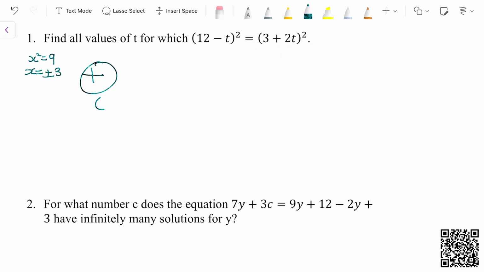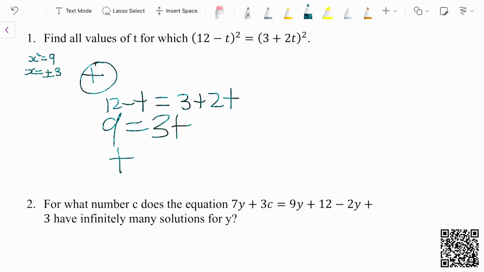then it would look like 12 minus t equivalent to 3 plus 2t. So nothing changes, right? It's positive, everyone's happy. You move the 3 to the other side, minus 3. You move the t to the other side, it's 3t. So t is equivalent to 3.